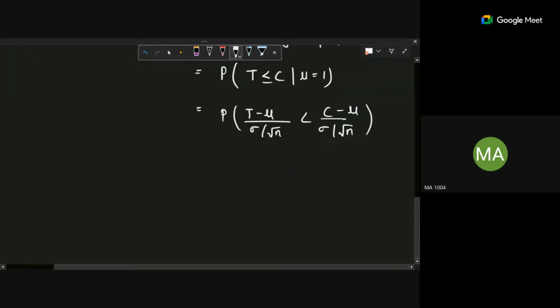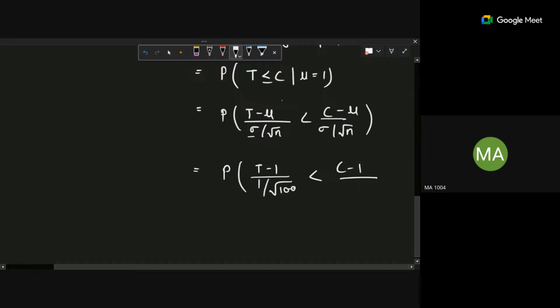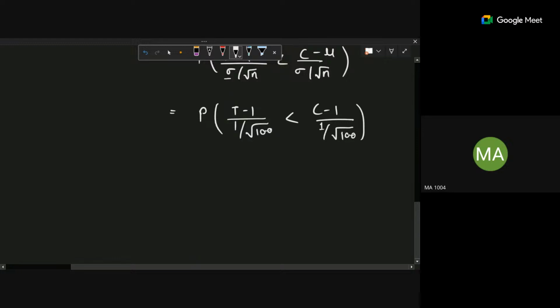So yeah, after putting all this value, we know that this left hand side, that means this random variable (T minus 1) upon sigma is 1, and square root n, that means square root 100, going to be 10, will follow Z distribution. Once we know that any random variable is going to follow any particular distribution, we will find its CDF and we'll get our solution.